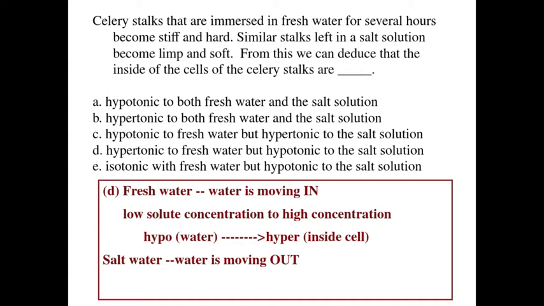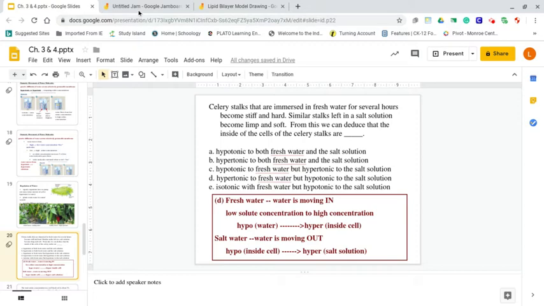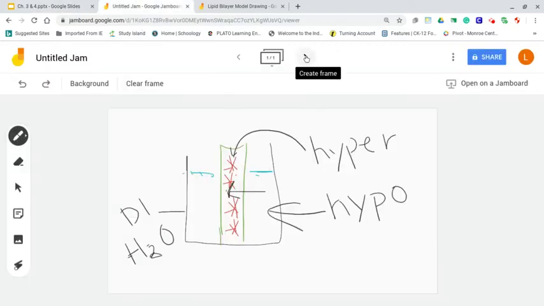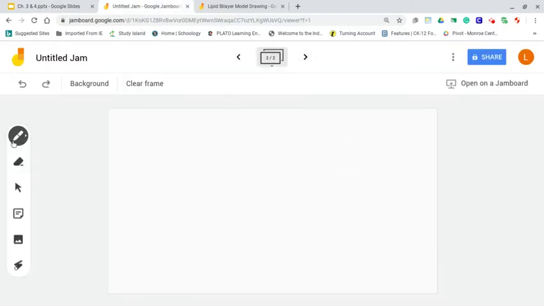Okay, and that's because when we put it into a salt water solution, the water is going to move out. So the cell becomes hypo on the inside and hyper on the outside. So let's take a look at that situation. So I'm going to go to the next slide. So I'm going to redraw my celery here.